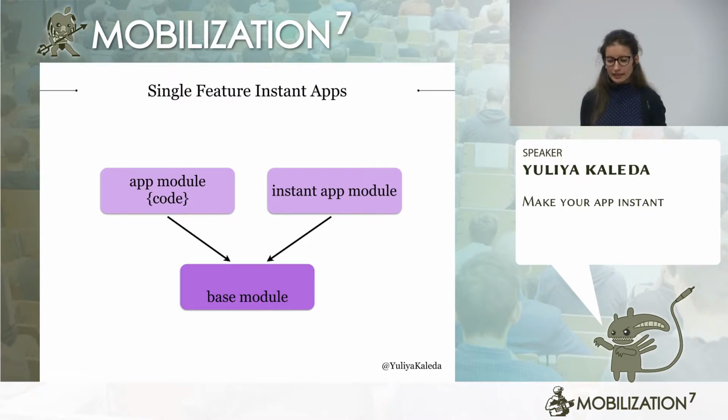So imagine currently you have your regular installable application, which is one module where most of your code lives, and you decided to build an instant app. So the first thing that you have to do, you have to add a new module or a new package to your project structure, and we call it a base module. Then we have to move all of the code from the app module to the base module.